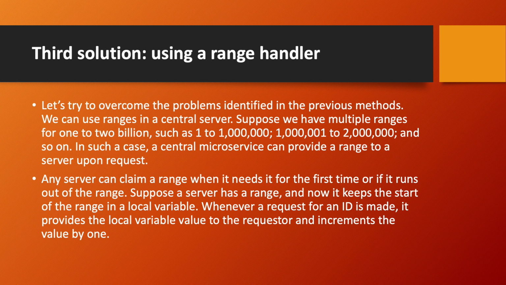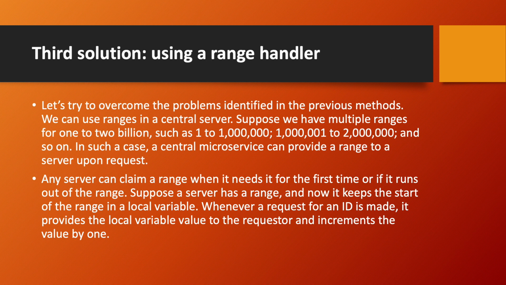The third solution could be using a range handler. Now let's try to overcome the problems identified in the previous methods. We can use ranges in the central server. Suppose we have multiple ranges for 1 to 2 billion, such as 1 to 1 million, 1 million to 2 million, and so on. In such a case, a central microservice can provide a range to a server upon request.